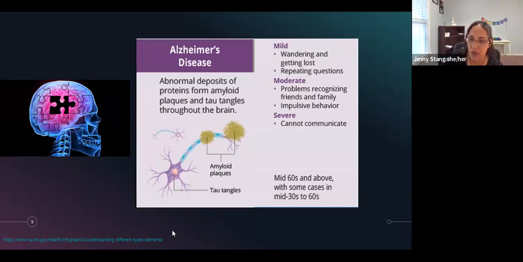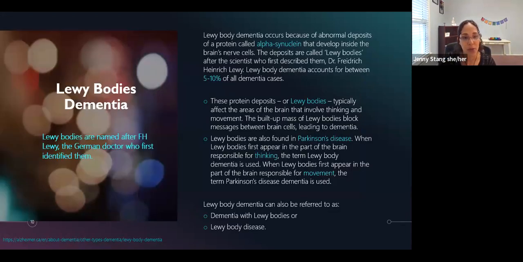It's typically diagnosed in the mid-60s or older, and in some rare cases you can get early onset Alzheimer's between the mid-30s to 60s, okay? So again, that's just a real quick refresher of Alzheimer's. And now we're going to get into some of the other dementias. We're going to start with Lewy body dementia.